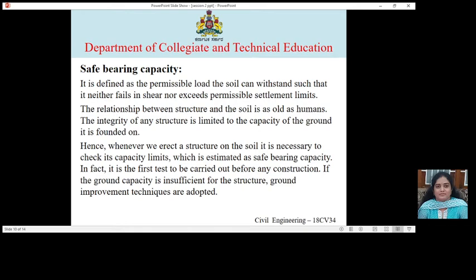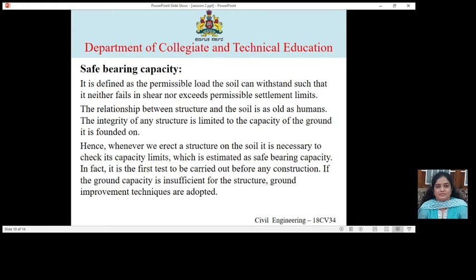The types of foundation will be a big difference. So that's how it differs. The main factors are safe bearing capacity as well as the water table conditions. Hence, whenever we erect a structure on a soil, it is necessary to check its capacity limits, which is estimated as a safe bearing capacity. So, in fact, it is the first test to be carried out before any construction work.